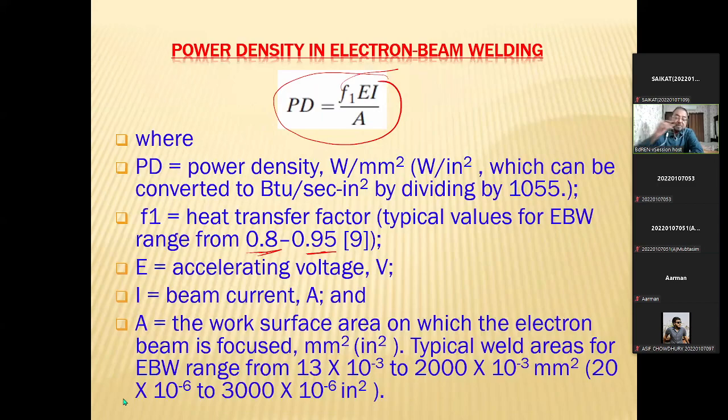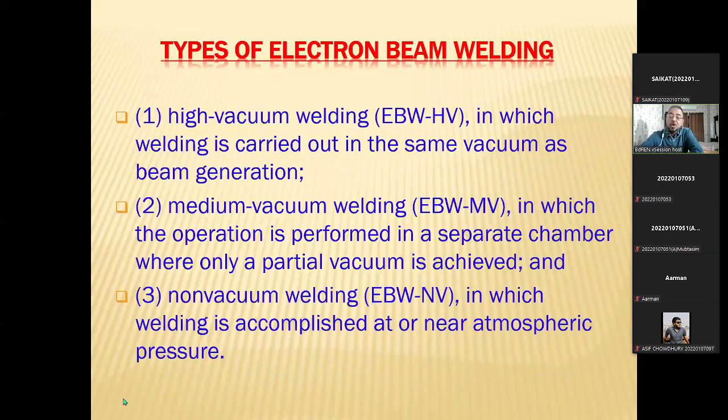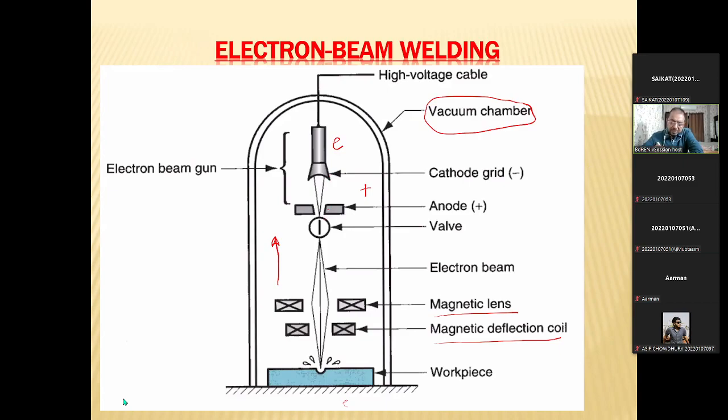There are three types of electron beam welding depending upon the vacuum. First, high vacuum welding, in which the welding is carried out in the same vacuum as beam generation. So all the things will lie in a chamber which will have a vacuum, so the pressure in the generation and the pressure in the welding will be the same. So it is called the full vacuum process.